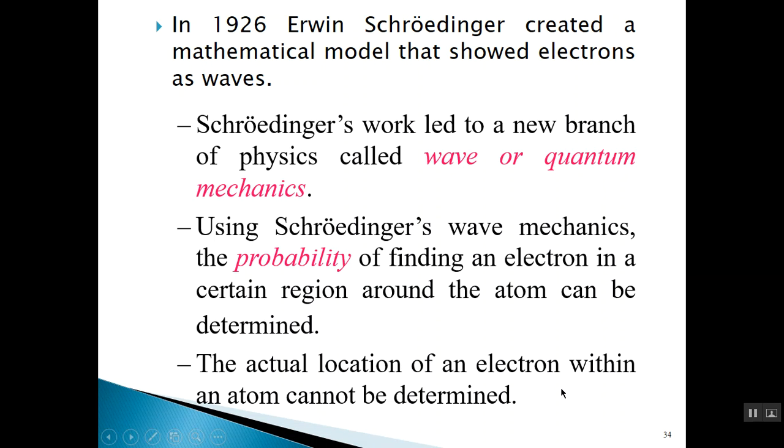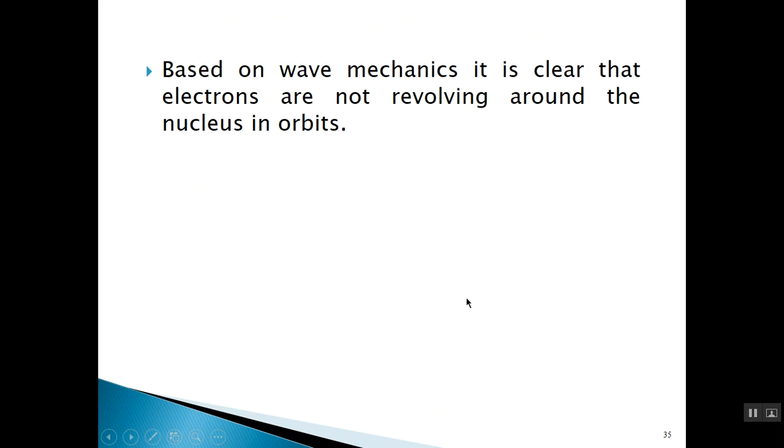So this is one of the shortcomings of the Bohr model, because the Bohr model seems to suggest that we can tell where an electron is within an orbit at a particular time. According to Schrödinger, that is not true. Instead, we talk about the probability of finding an electron within a certain region around the atom.